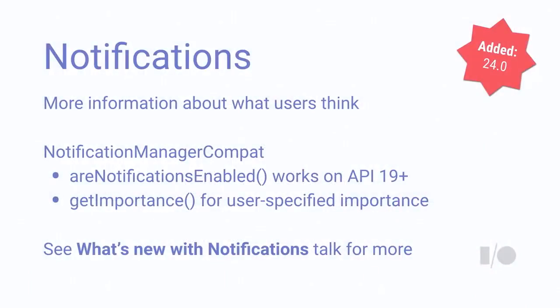We're also giving you more information about what users think of your notifications. So one thing that developers have really wanted to know for a long time is, have users blocked notifications from my app? So in Android N, there is now an API that lets you tell exactly that. And we've backported this to API 19, which is when users were first able to block notifications from packages. So you will get an actual value from this that reflects whether the user has blocked notifications from your app on API 19 and above.